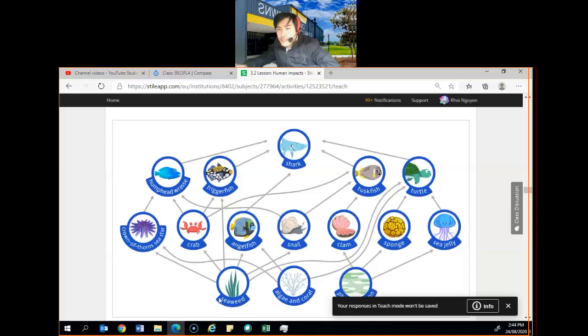Now the thing is the seaweed affects the turtle because the turtle eats the seaweed, right? So if there's less seaweed, the turtle would have less food, and so their population would decrease. So for the turtle, it's a bit complicated, because not only would their population increase because there's less shark hunting them down, but at the same time, their population would decrease because they have less food. Okay, so it's a matter of which one would have more of an effect on the turtle.